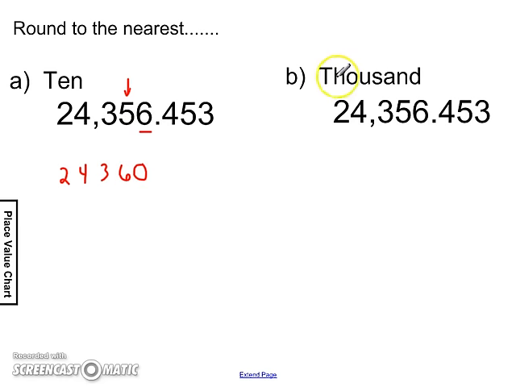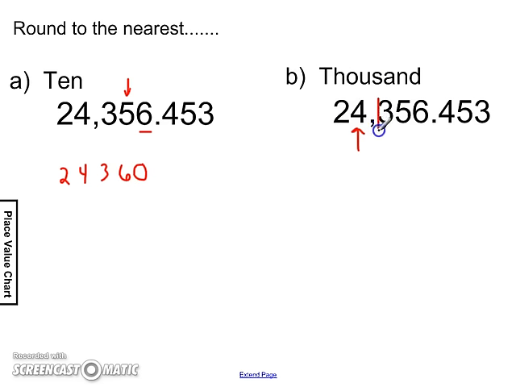Okay. Nearest 1,000. Well, in this particular case, this 4 right here is sitting in the thousands position. So the basic question here is, is 24,356 and 453 thousandths closer to 24,000 or is it closer to 25,000? That is the question.